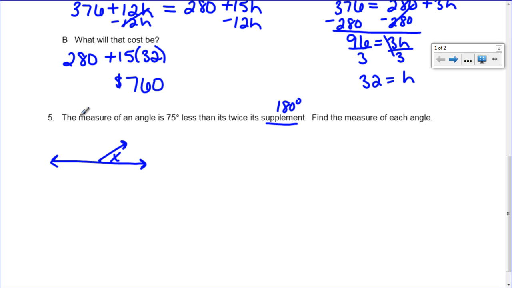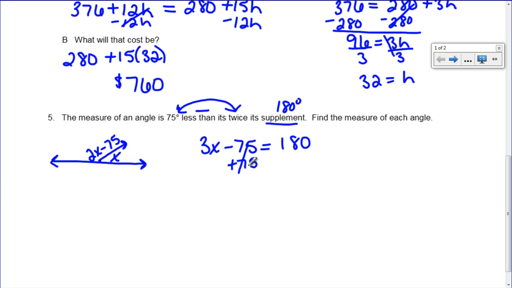So here's one of them. The other one is 75 less than twice the supplement. Well, that means 2x minus 75, because remember, less than is a flip-flop word, and so it switches the places of these with the minus sign. So if I add these together, I'll get 180. So 2x plus x makes 3x, then minus 75 equals 180. If I solve this, it'll give me x, which will tell me how big this angle is. So I'm going to add 75.